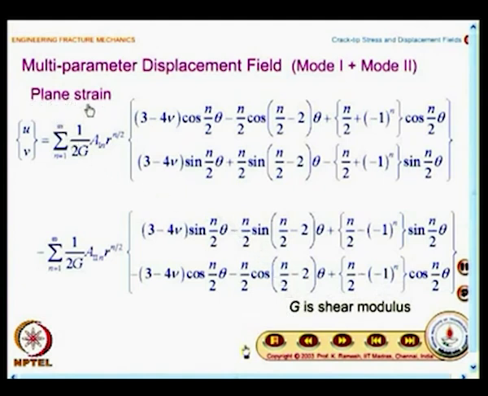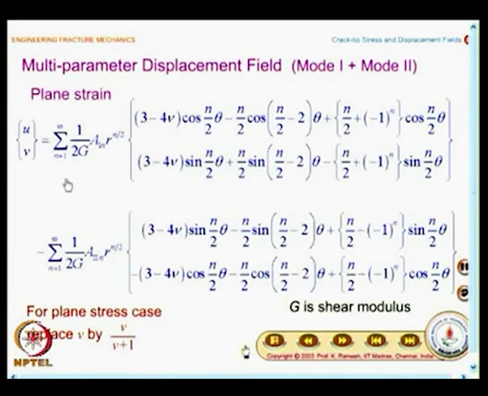Once I have for plane strain, using the same set of expressions, you could construct the multi-parameter displacement field equation by replacing nu by nu plus 1. So now, at this level of the course, you have multi-parameter stress and displacement field equations. These are very comprehensive. These have been demonstrated to model the experimentally obtained fringe patterns. We have seen it for the stress field. We would also see it for a displacement field.